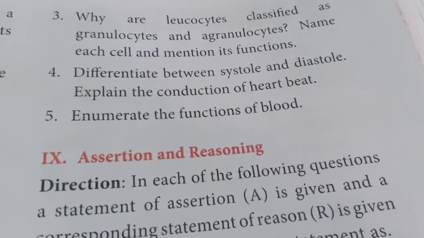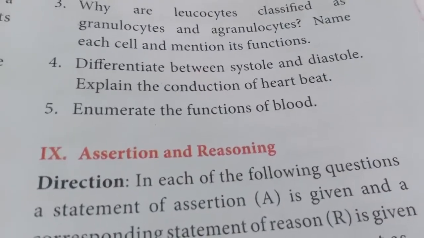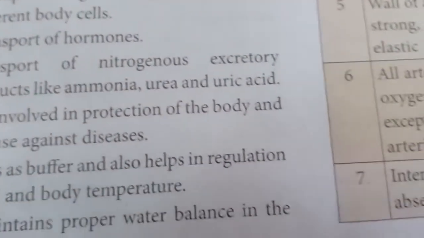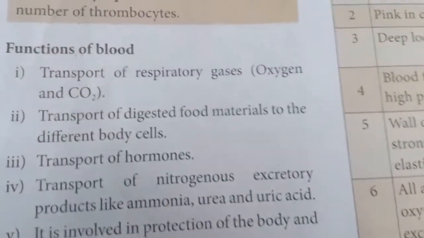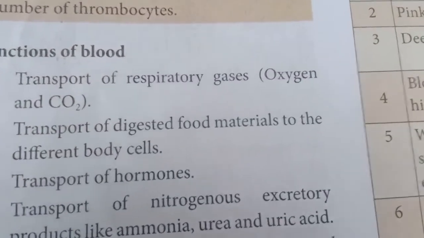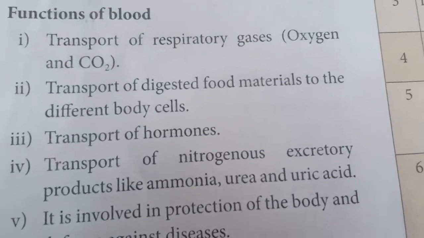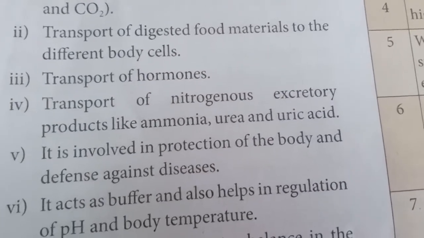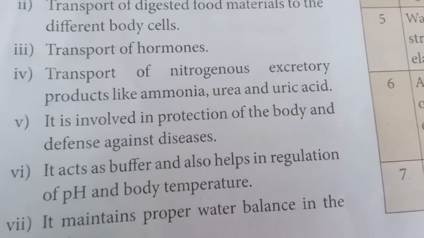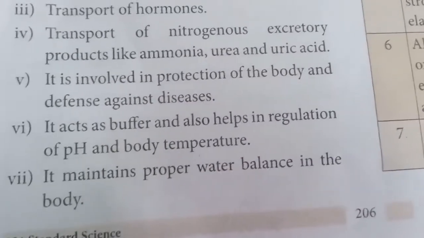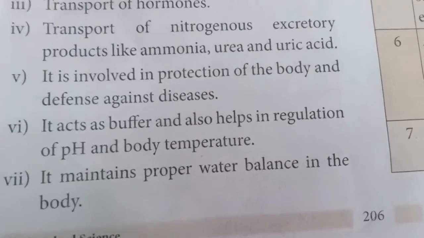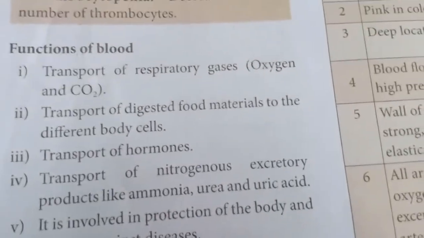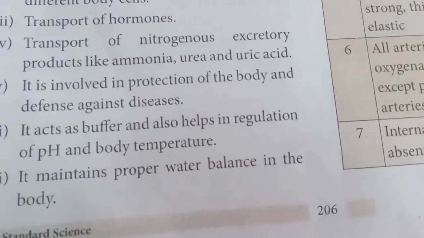Question number 5. Enumerate the functions of blood. You find this answer on page number 206. Functions of blood: transports respiratory gases, transports digested food material, transports hormones, transports nitrogenous excretory products, involved in protection of the body and defense against disease, acts as a buffer to maintain the regulation of pH and body temperature, maintains proper water balance in the body. So these are the functions of the blood. You find it on page number 206.